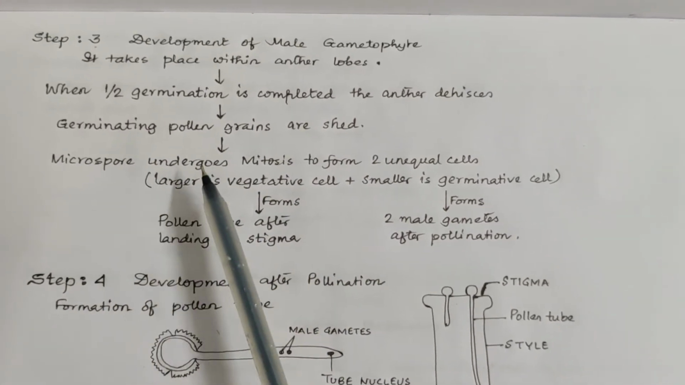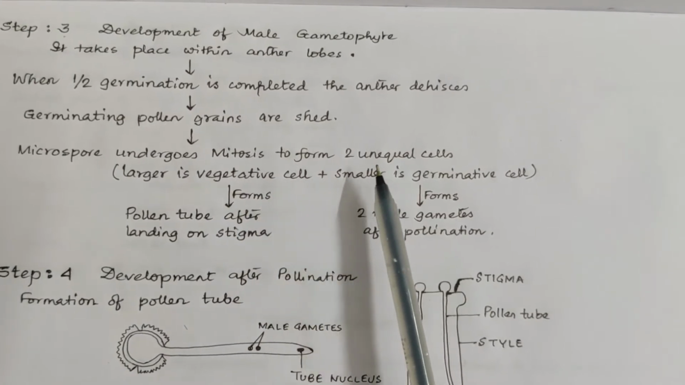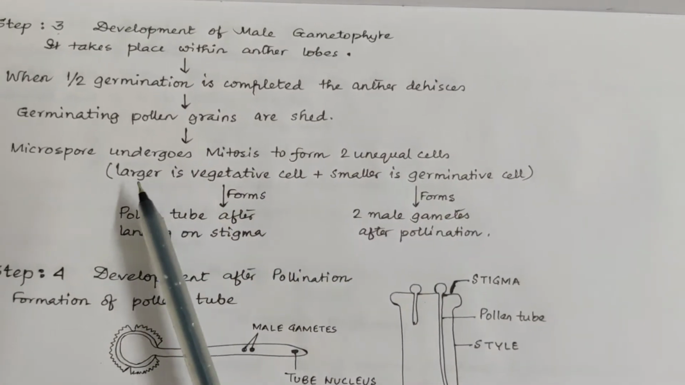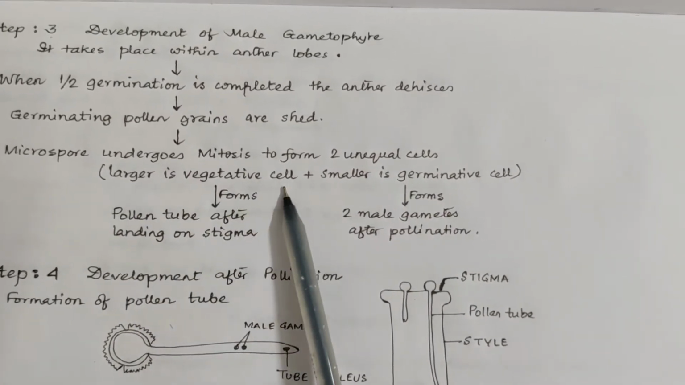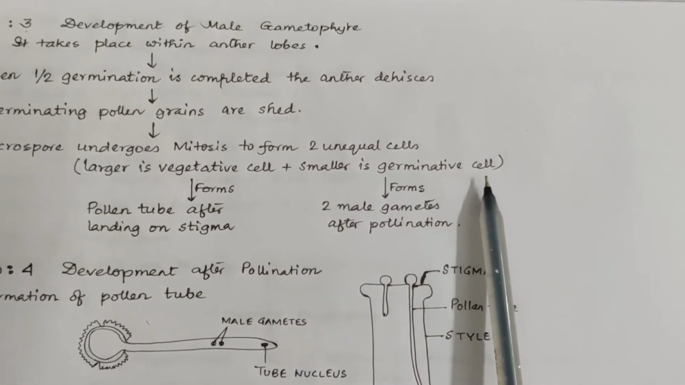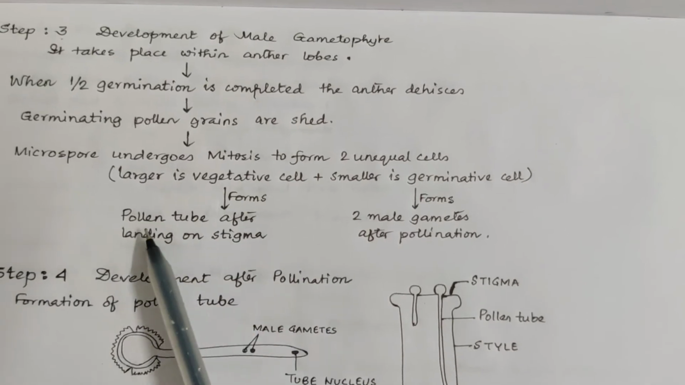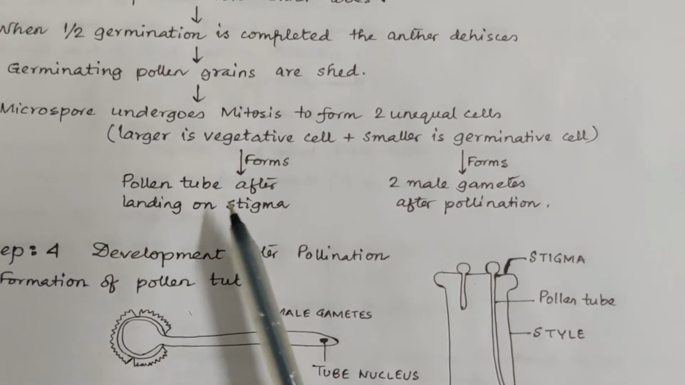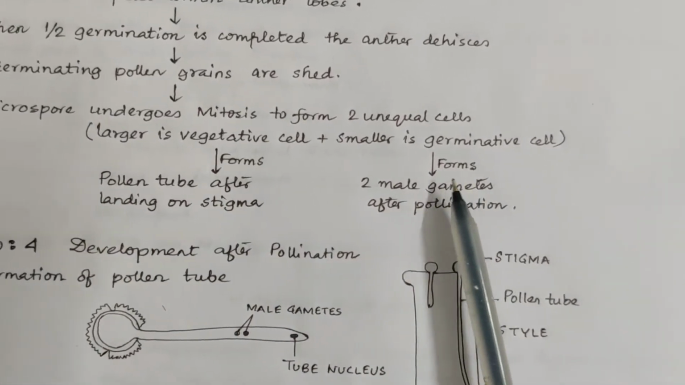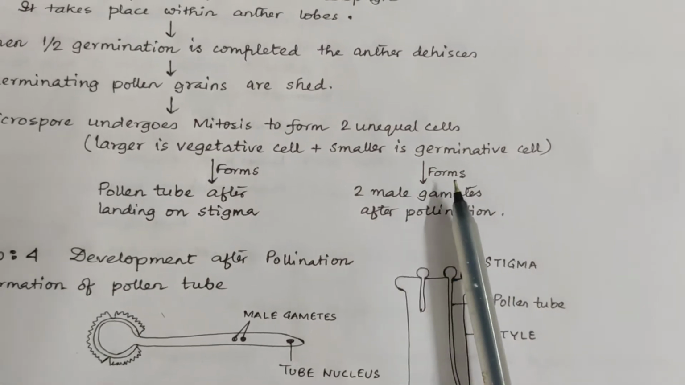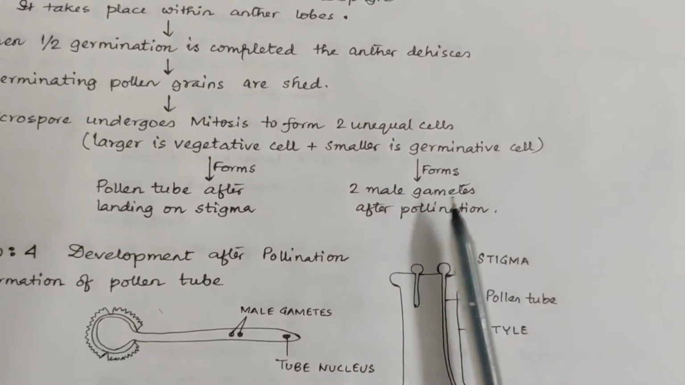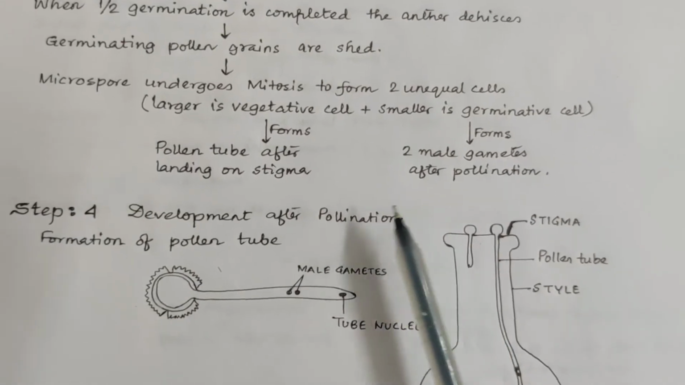After that, microspore undergoes mitosis to form 2 unequal cells. The larger one is known as vegetative cell and the smaller one is known as germinative or generative cell. The vegetative cell forms pollen tube after landing on the stigma, means after pollination. The generative cell or germinative cell forms 2 male gametes after pollination.